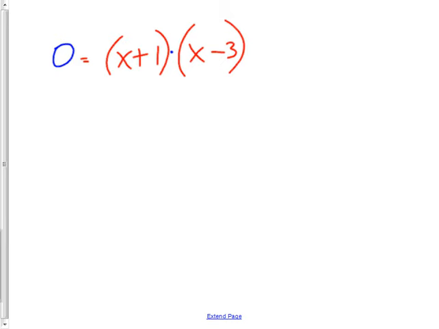My ultimate method for solving quadratics is if you can factor it, you should. Because look at how easy that is. I already know the answers. Negative 1 and 3. And you guys are still working when you use the quadratic formula. The quadratic formula is slow, but it always works. Factoring doesn't always work.